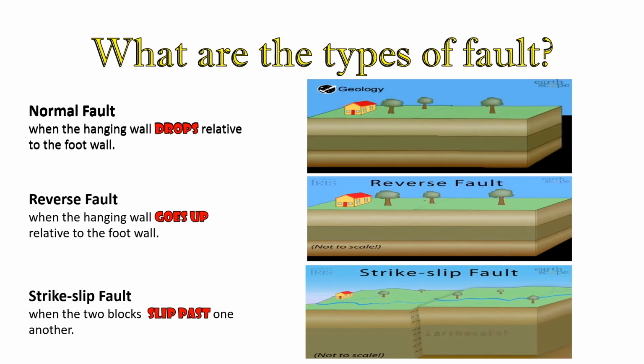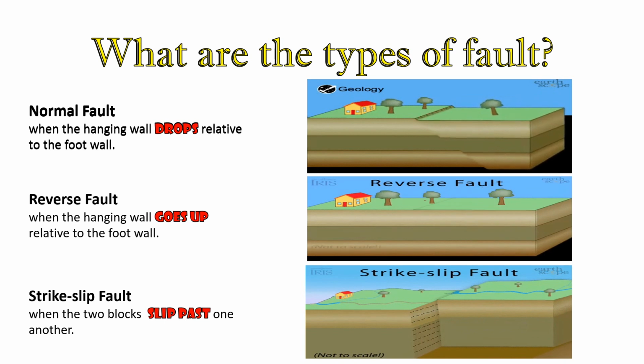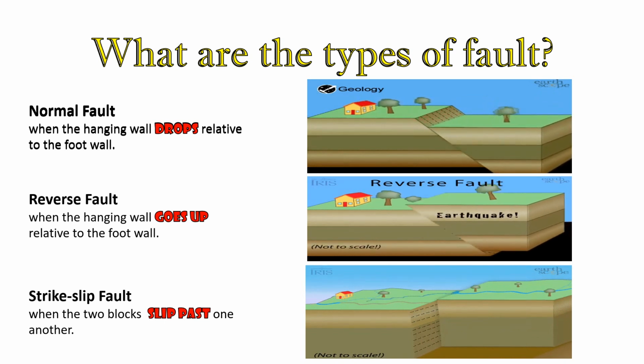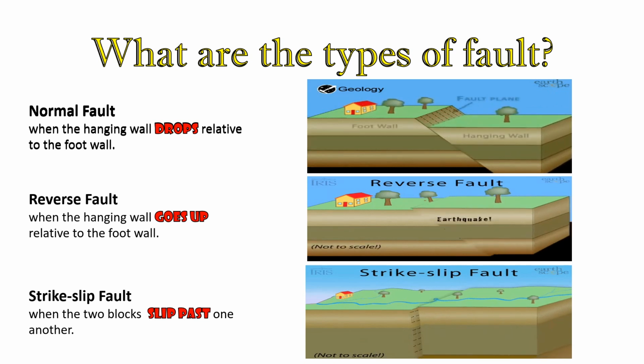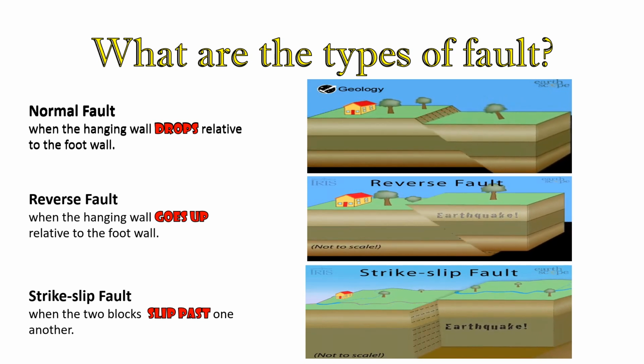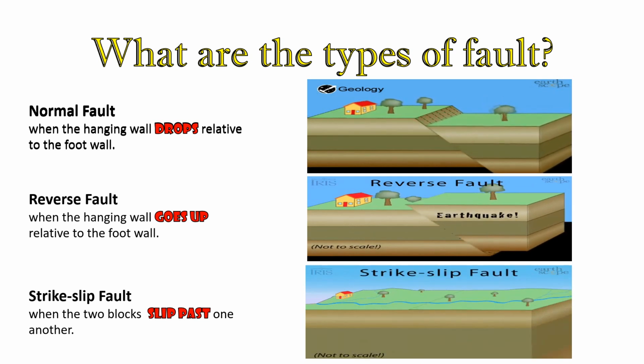So, madali lamang tandaan kung anong uri ng fault ang gumalaw. So, kapag bumaba ang hanging wall, that's normal fault. Kapag tumaas, that's reverse fault. And kapag nag-slide, we call that as strike slip fault.